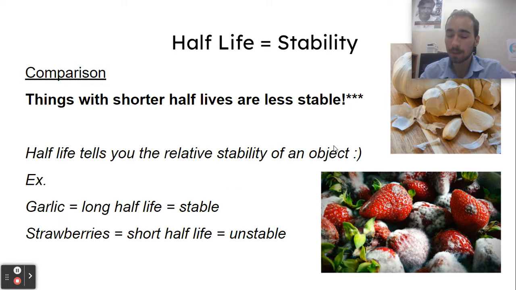Okay? And the reason why I'm telling you this is because I want you to write down things with shorter half-lives. So things with smaller half-lives are less stable. They're going to break down faster. So if it has a shorter half-life, it's less stable. So like, for example, strawberries, they go bad really fast. Short half-life, unstable. Garlic, very long half-life, very stable. They don't break down very easy.